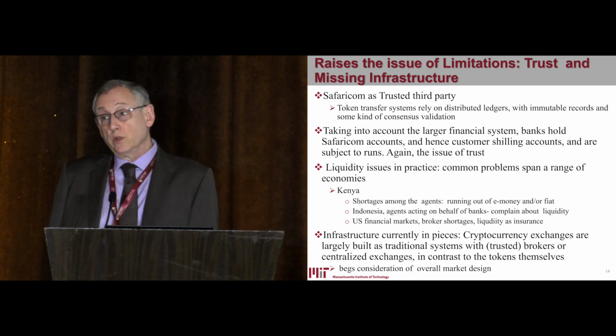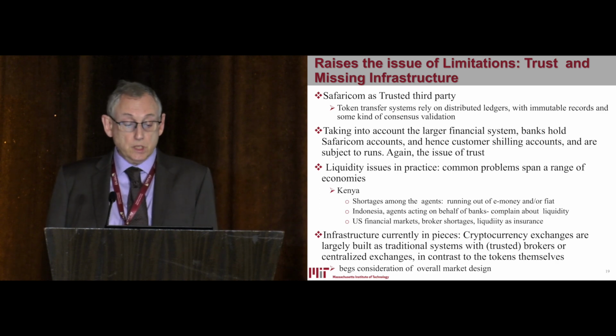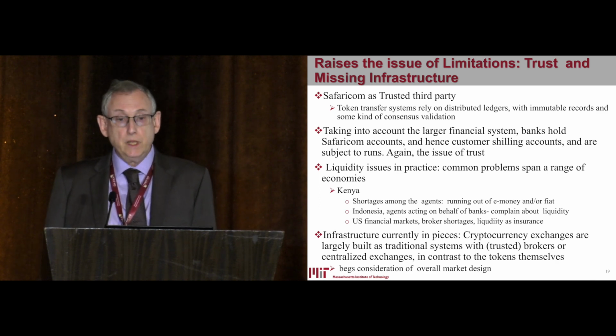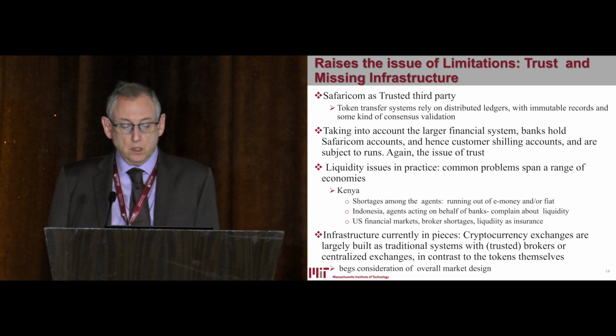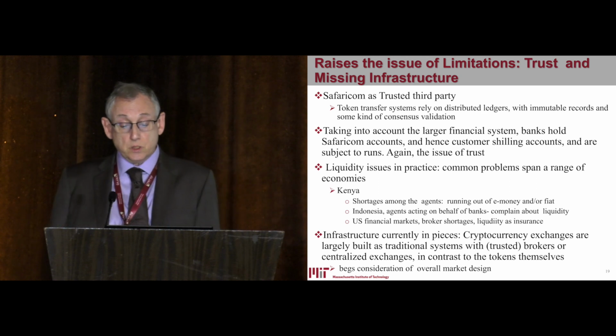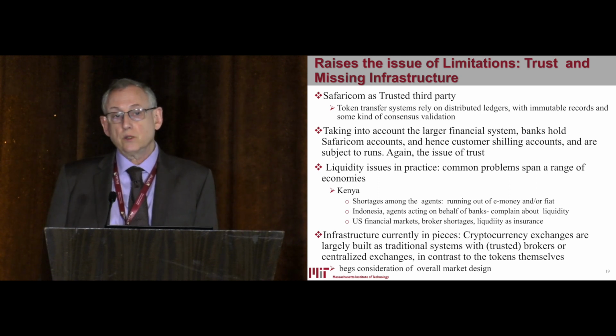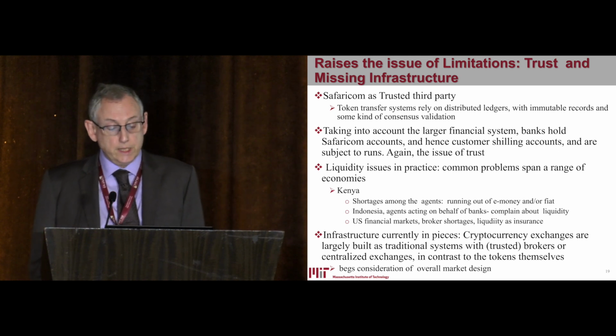Now, to come to the limitations of Safaricom systems: trust and missing infrastructure. So Safaricom is the trusted third party of the kind that Satoshi did not want. The token transfers rely on distributed ledgers with immutable records and some kind of consensus validation. They're not doing that in Kenya. I'll talk about that in a second.